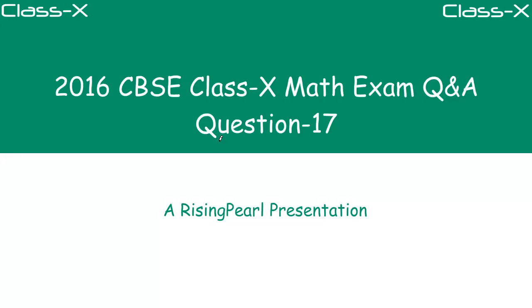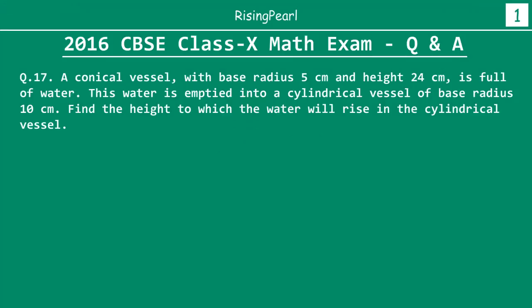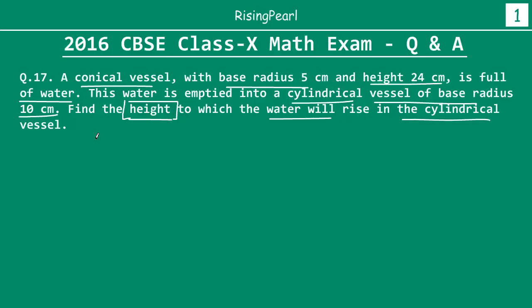Today we are going to take a look at question number 17 that appeared in the 2016 CBSE Class-X Math exam and how we solve this question. So the question goes like this. A conical vessel with a base radius of 5 cm and a height of 24 cm is full of water. This water is emptied into a cylindrical vessel of base radius 10 cm. Find the height to which the water will rise in the cylindrical vessel. So we have to find the height to which the water will rise in the cylindrical vessel.